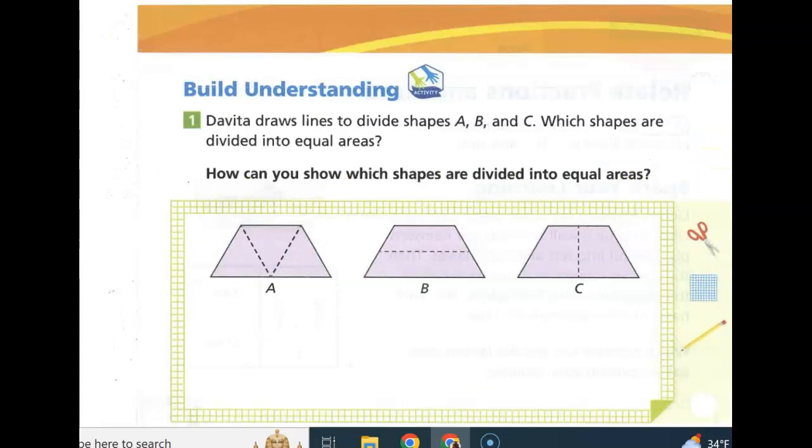Building understanding should be page 386. Davida draws lines to divide shapes A, B, and C. Which shapes are divided into equal areas? How can you show which shapes are divided into equal areas? So I want you to go ahead and circle the ones that you believe are divided into equal areas. Okay, here in the classroom, we're raising our hand if we think A is into equal spaces, equal shapes.